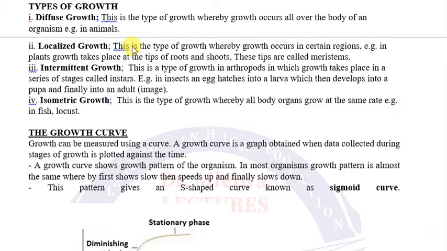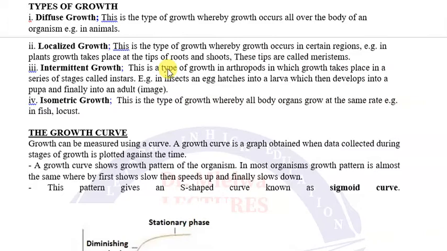And where are the meristematic tissues? Meristematic tissues, they are placed or they are located nearer to the tips of root and shoot. Kwa kule juu to the tip of root, kule juu to the tip of shoot au chini kwenye tip of root, nearer to the tip we have meristematic tissues. So you will study in detail about these concepts in your advanced level study, lakini hicho ndicho ambacho tunatakiwa kuelewa. So localized growth, this is the type of growth where growth occur in a certain region, such as plants growth. In plants, growth takes place at tips of roots and shoot. These tips are called meristems au meristematic tissues.